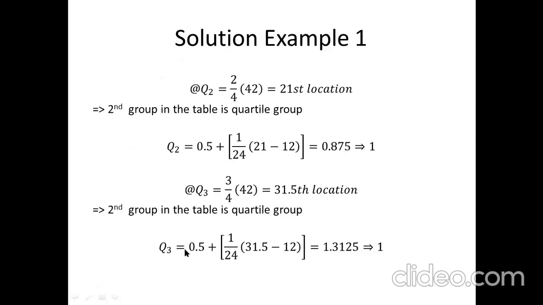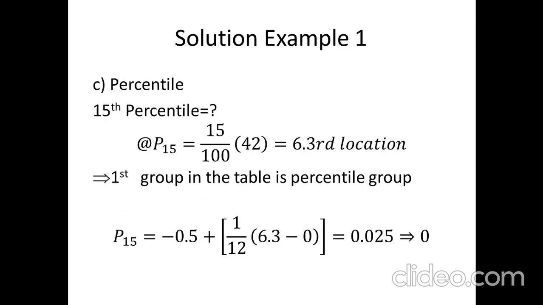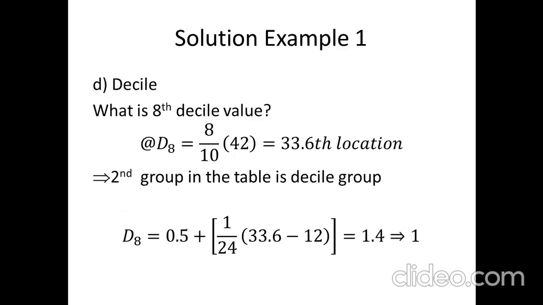And for the Q3 value, it would be 0.5 plus 1 upon 24 into 31.5 minus 12. Please note that this 31.5 is the factor from 3 upon 4 into 42, which is i upon 4 into capital N in the formula. The answer comes out to be 1.3125, which by the rules of rounding can be truncated to 1. In a very similar way, we can find the percentiles as well as deciles.